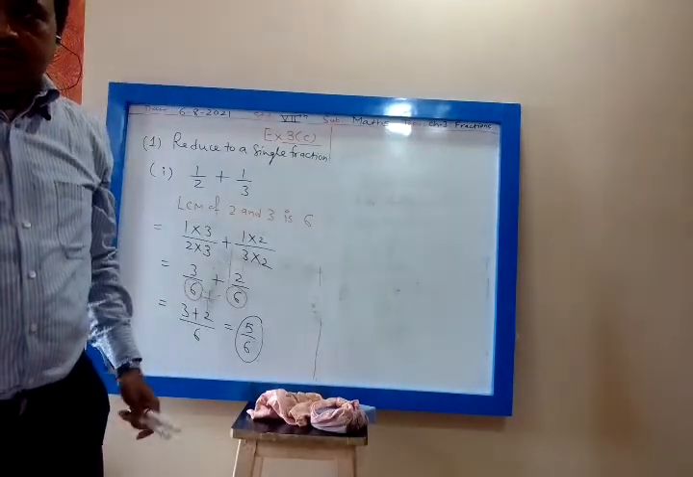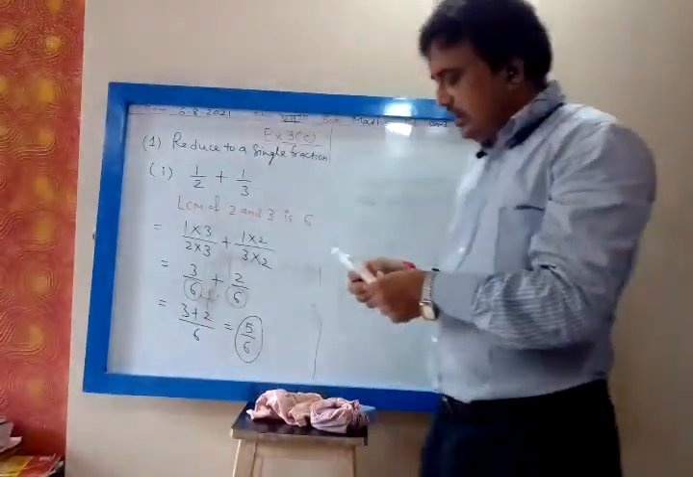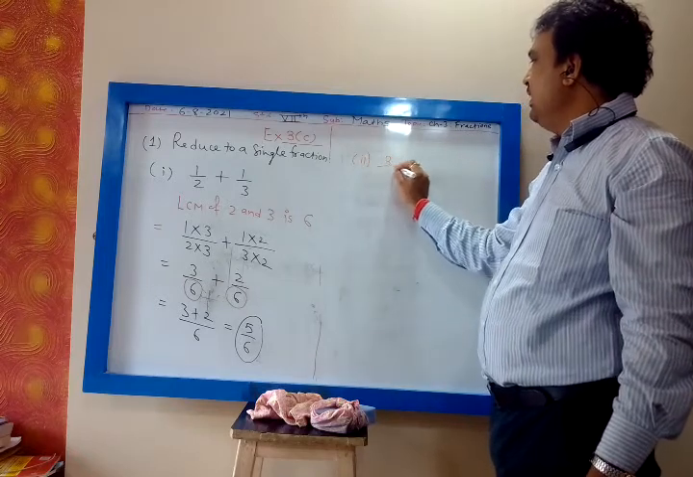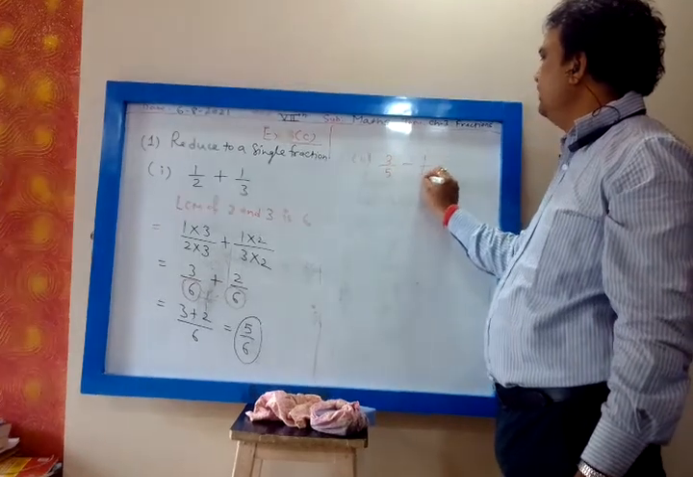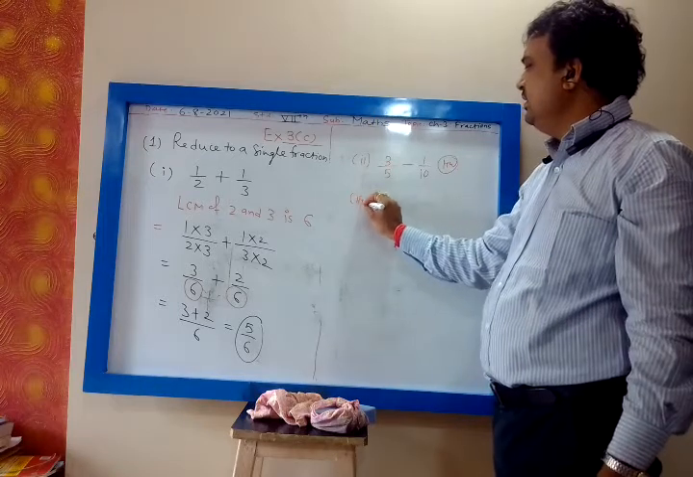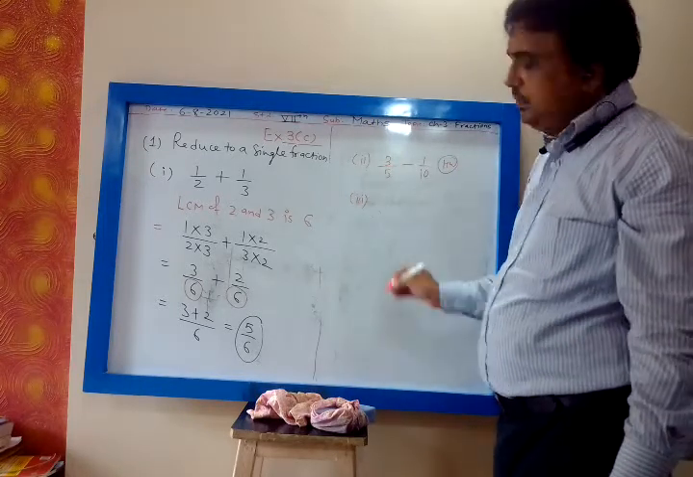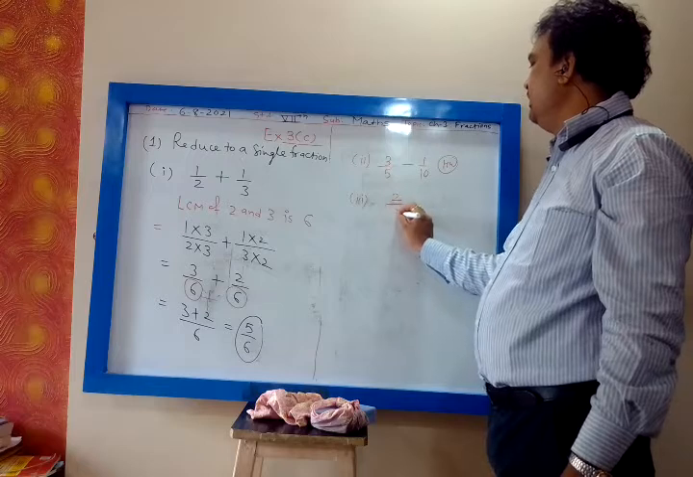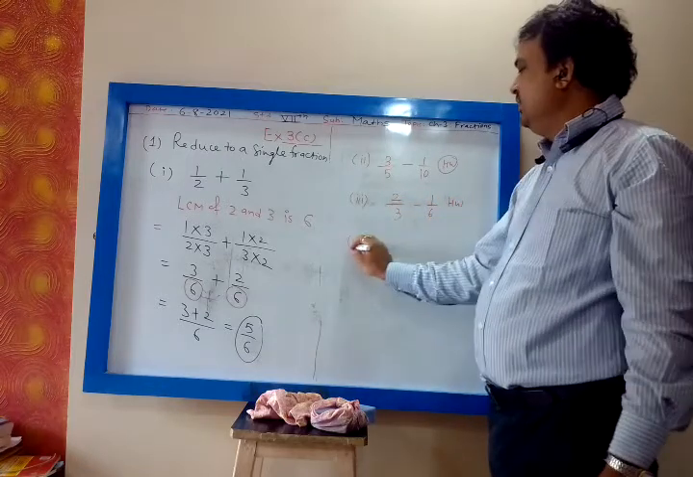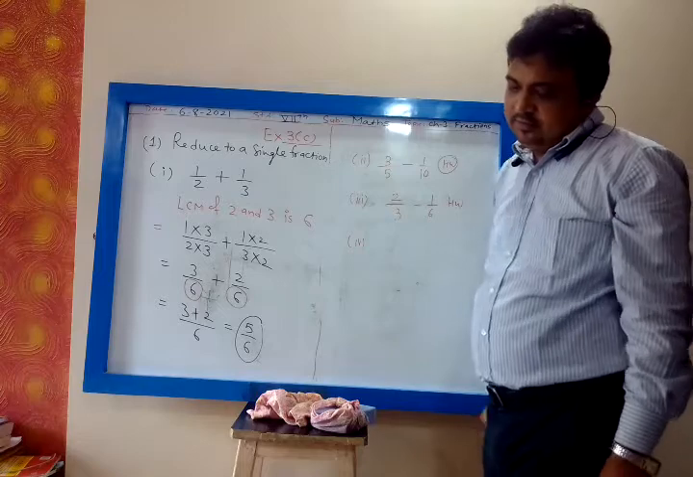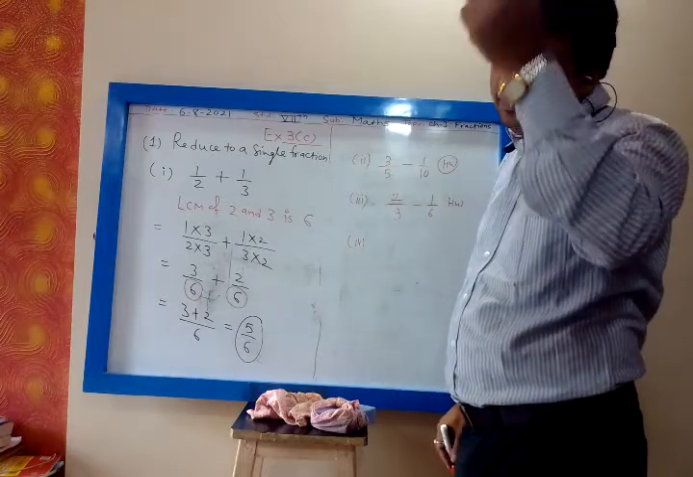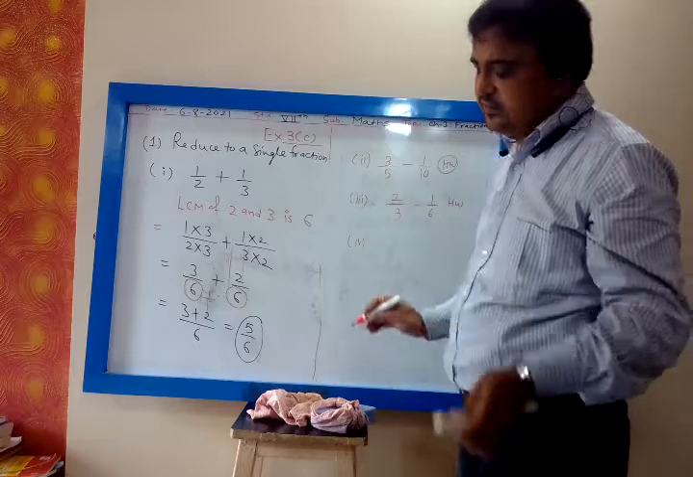Then second one, 3 by 5 minus 1 by 10. Homework: subtraction of two fractions, take LCM of the denominator. Third, 2 by 3 minus 1 by 6. Homework. This homework you will do after your assessment 1 examination gets over. Don't do the homework right now.